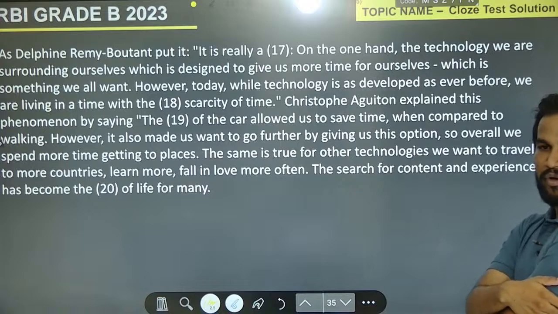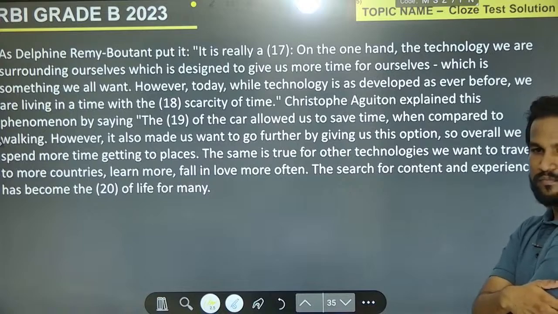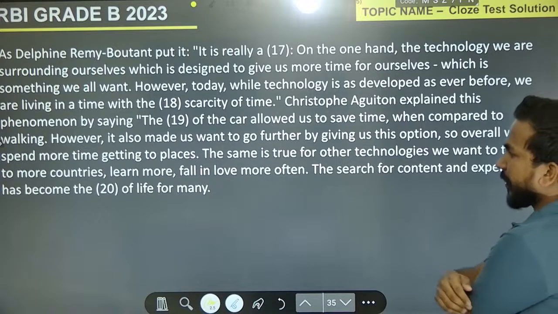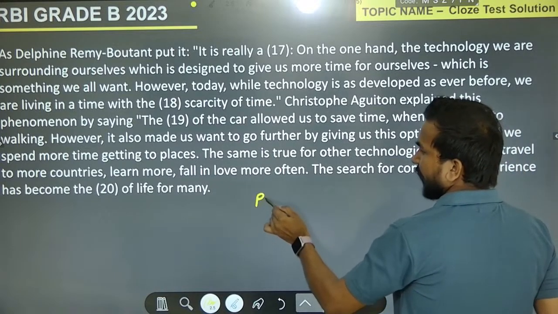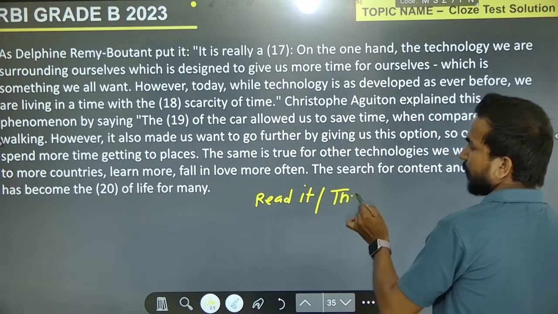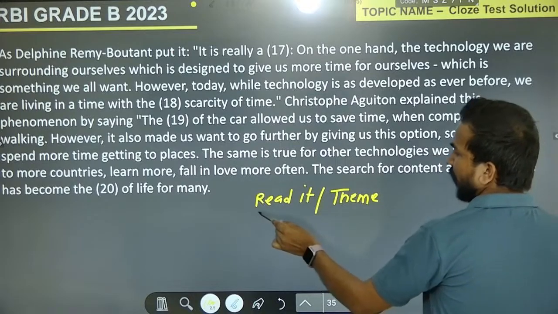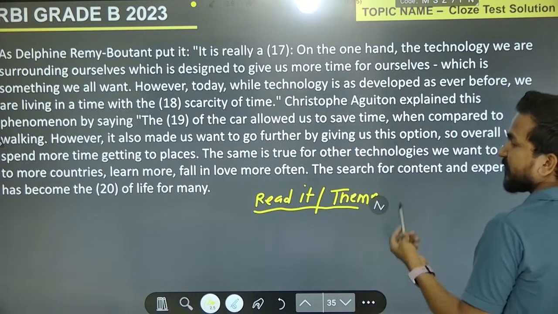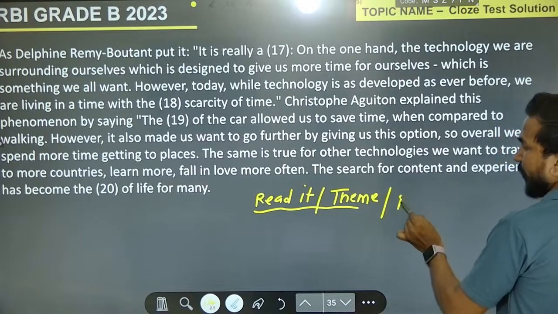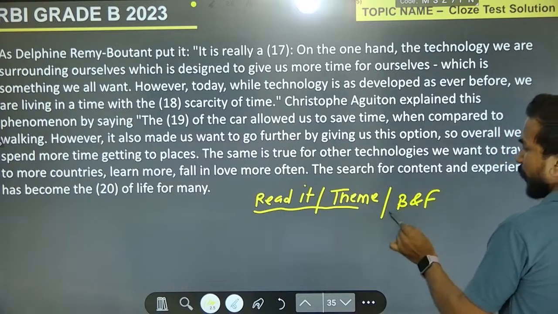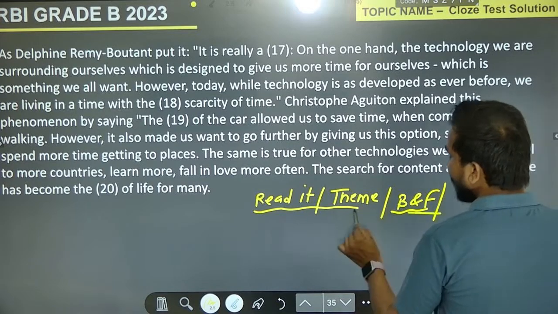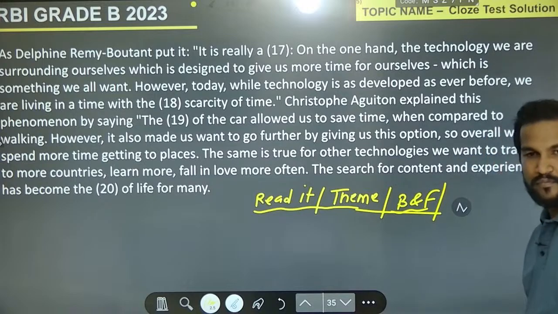After that, we are going to solve this one also with tips and tricks one by one. Read it carefully. The first thing is read it. The second one is thematic. Be thematic. What is the theme? What the passage is saying? After that, backward and forward reading. If you can relate something. Okay, so these are the tips actually.